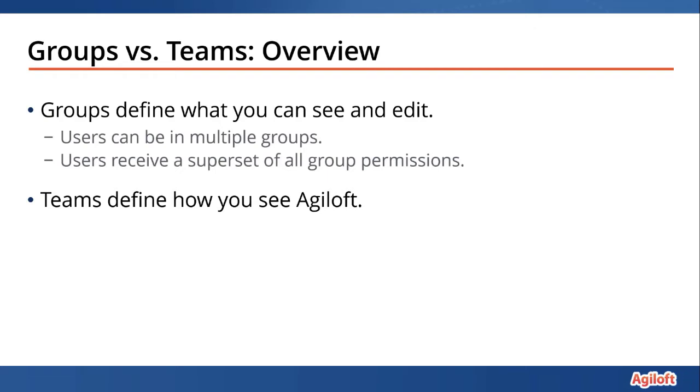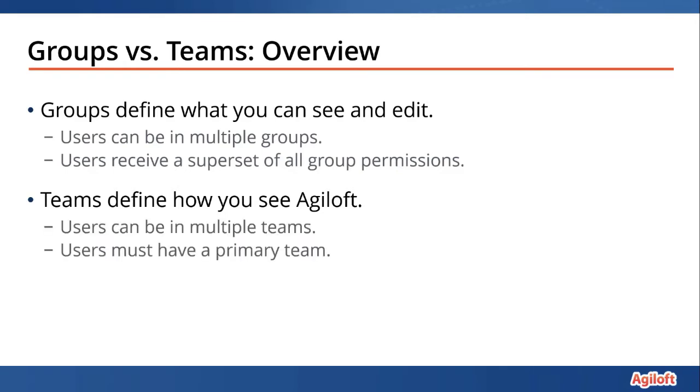Teams define how to see Agiloft. For example, a legal team could see the legal dashboard and have quick access to the legal relevant tables in the left pane. While the team describes what elements are visible, the group still defines the records that the user has permission to see or interact with within each of those elements.